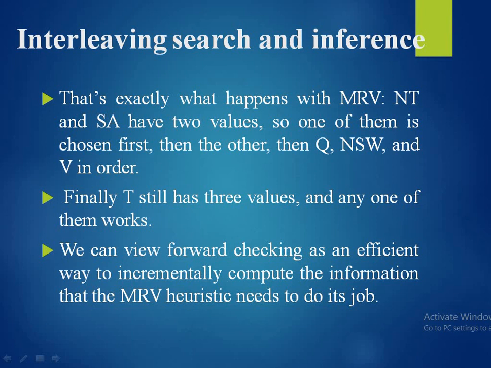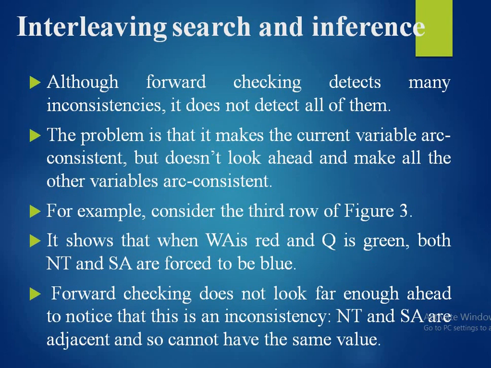NT and SA have two values, so one of them is chosen first, then the other, then Q, NSW and V in order. Finally T still has three values and any one of them works. So we can view forward checking as an efficient way to incrementally compute the information that the MRV heuristic needs to do its job. Although forward checking detects many inconsistencies, it does not detect all of them.